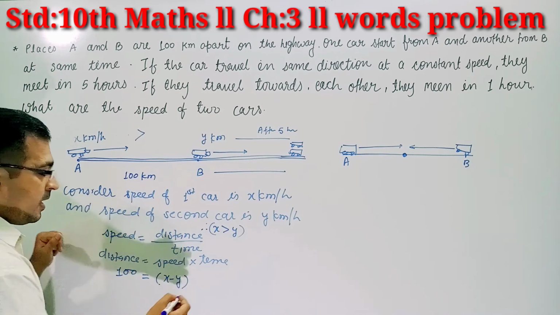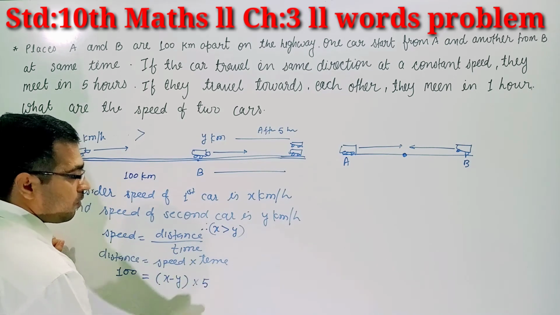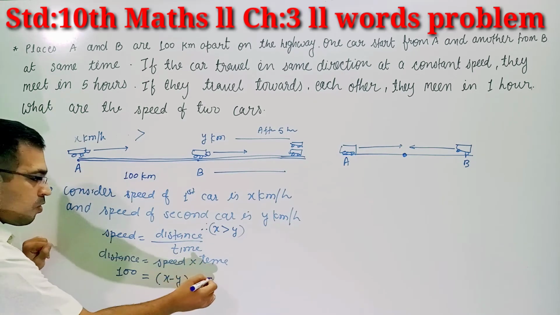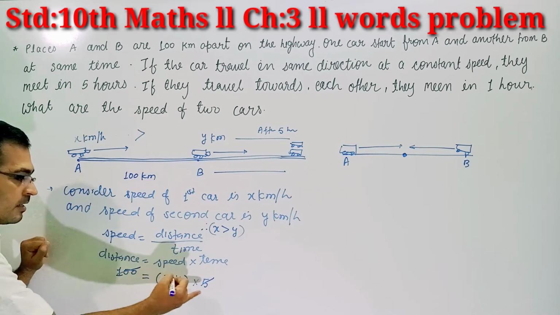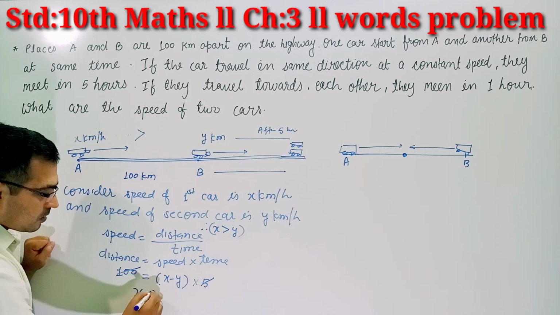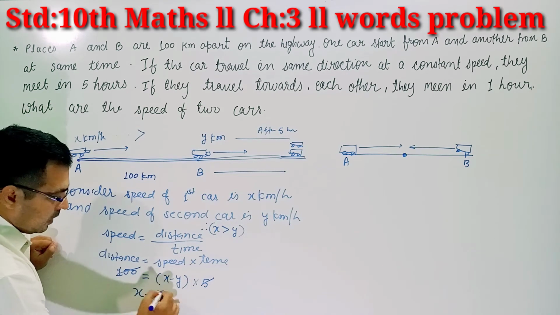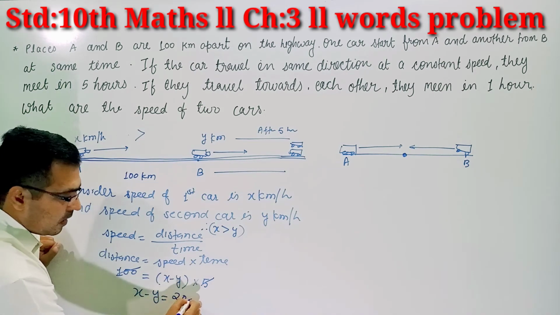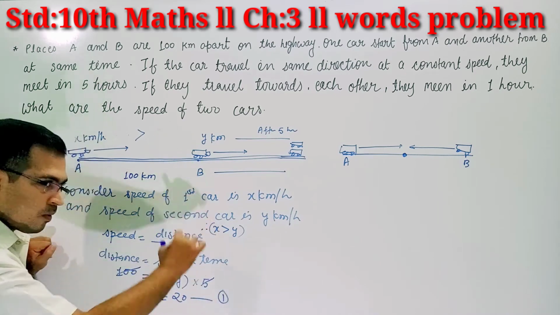X minus y, and time taken is 5 hours. Right, students? So 100 will be cancelled by 5. So x minus y is equal to 20. This is result number 1.